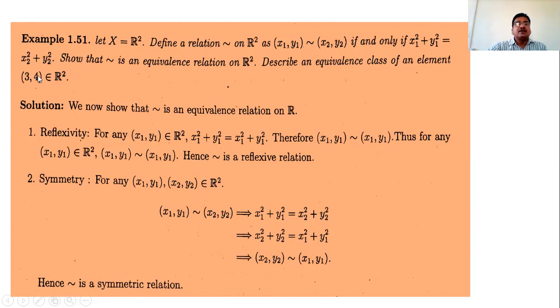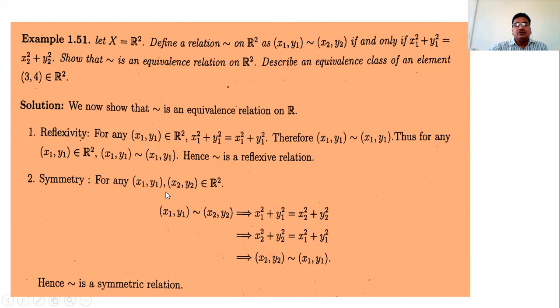We have to find the equivalence class of (3, 4). So first we have to show the relation is an equivalence relation, that is, the relation is reflexive, symmetric, and transitive. The first condition, reflexive. Take any element (x1, y1) from R2 and show this element is related to itself. (x1, y1) is related to (x1, y1) if x1 square plus y1 square is equal to x1 square plus y1 square, and this is very obvious. This implies (x1, y1) is related to (x1, y1), and thus each element of R2 is related to itself, and hence this is a reflexive relation.